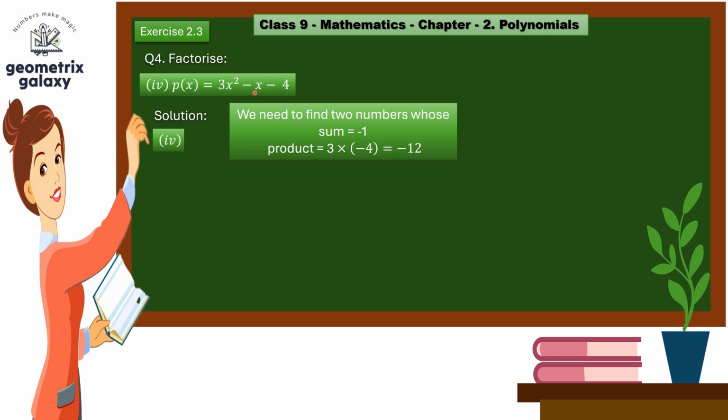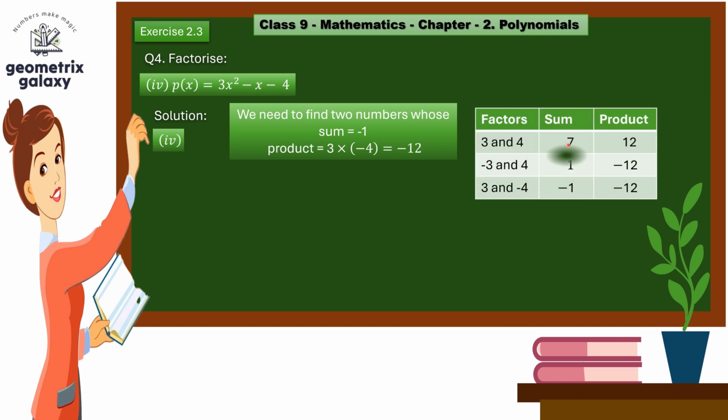Here is one important thing you have to note: the middle term, that is the coefficient of x, is minus 1. If we come across the coefficient of the middle term as plus 1 or minus 1, then the two numbers we have to choose will be consecutive numbers. For 12, the consecutive factors are 3 and 4. But we need minus 12, so one factor will be positive and the other factor will be negative. Then only we will get the product as minus 12.